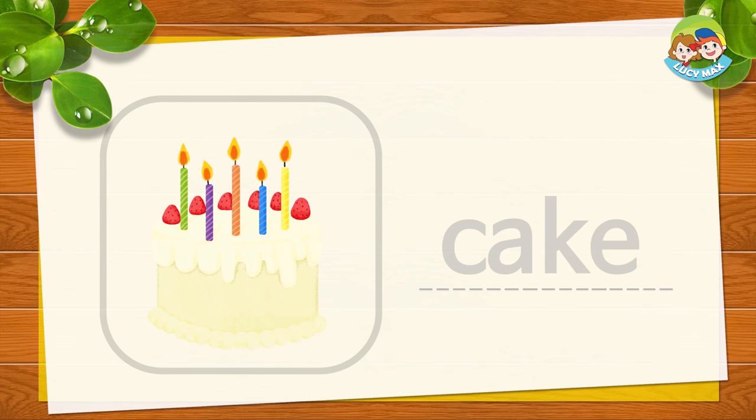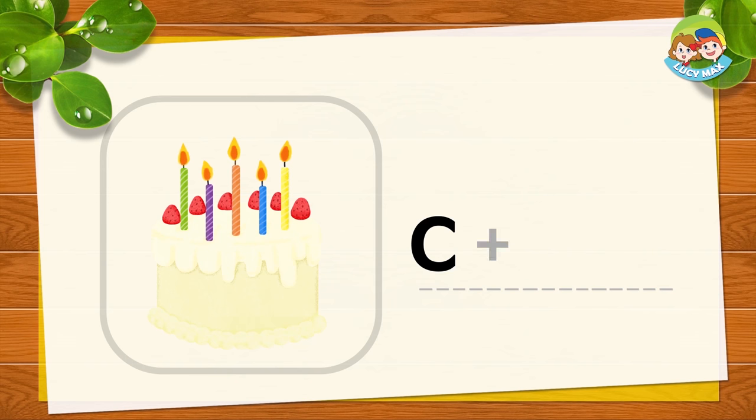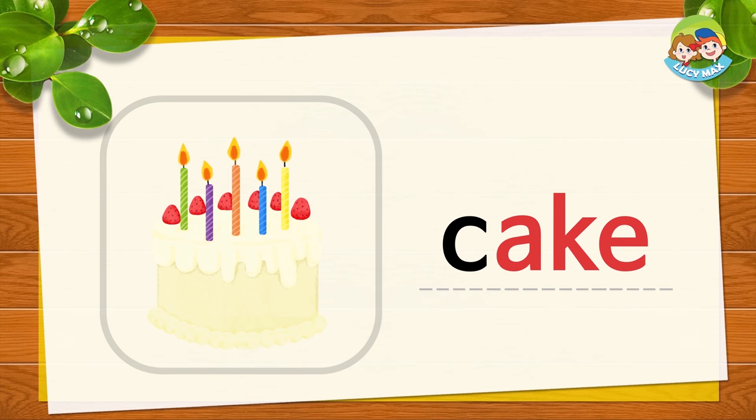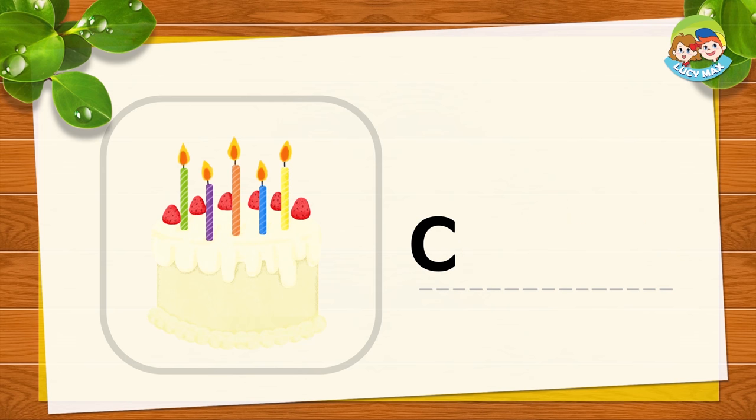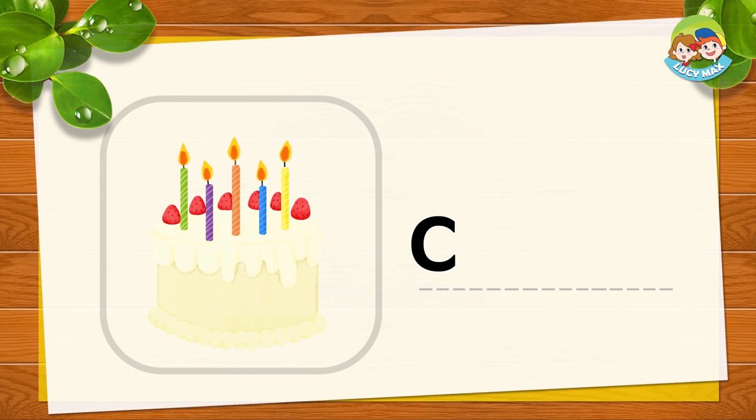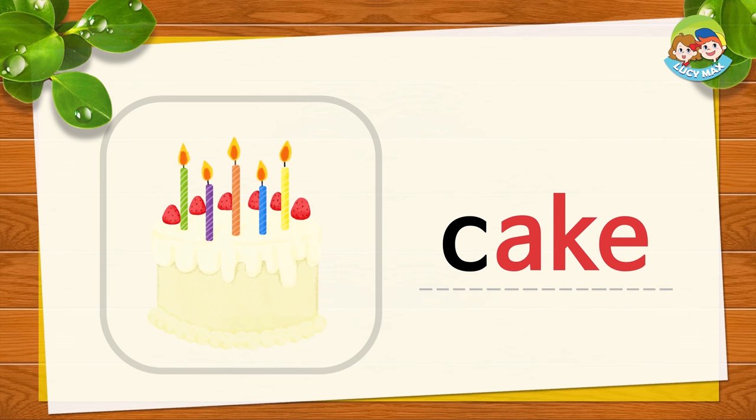This is a cake. 5 candles are on it. K, ache. Together is cake. K, ache. Cake. Now it's your turn. Nice.